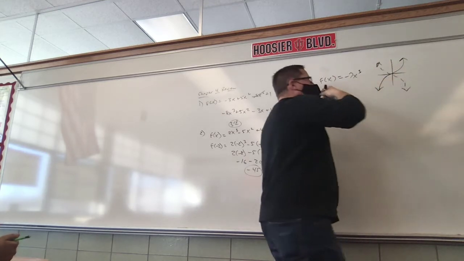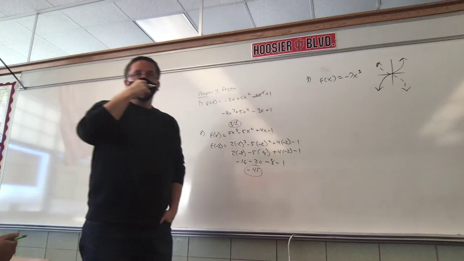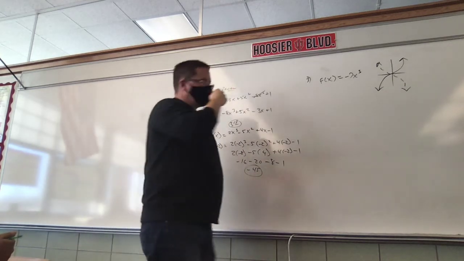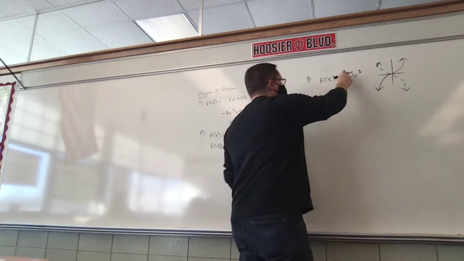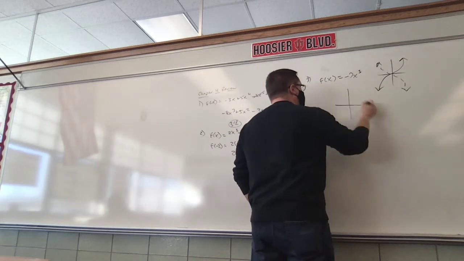One of those two. Which one is it, the solid one or the dotted one? The dotted. Why? It goes down. How do you know it goes down? Because it's negative. So, it sort of looks like this. It looks sort of like that.